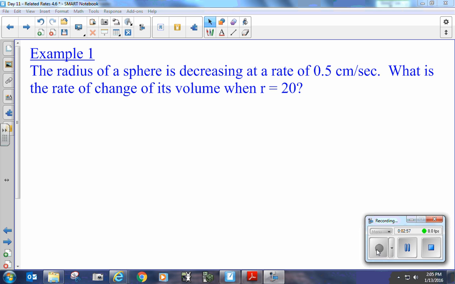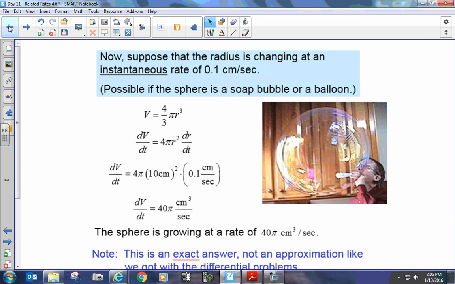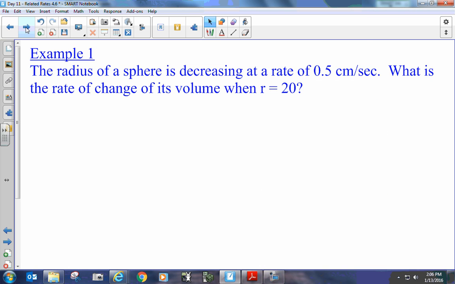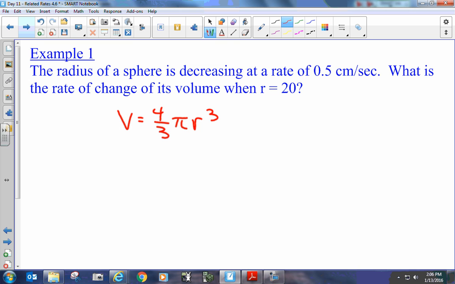Who knows the equation for the volume of a sphere? Didn't we just see it somewhere in the first slide or two? Thank you. Volume of a sphere, 4/3 pi r cubed, because area is squared, volume is cubed. So we are going to say that the volume is 4/3 pi r cubed.